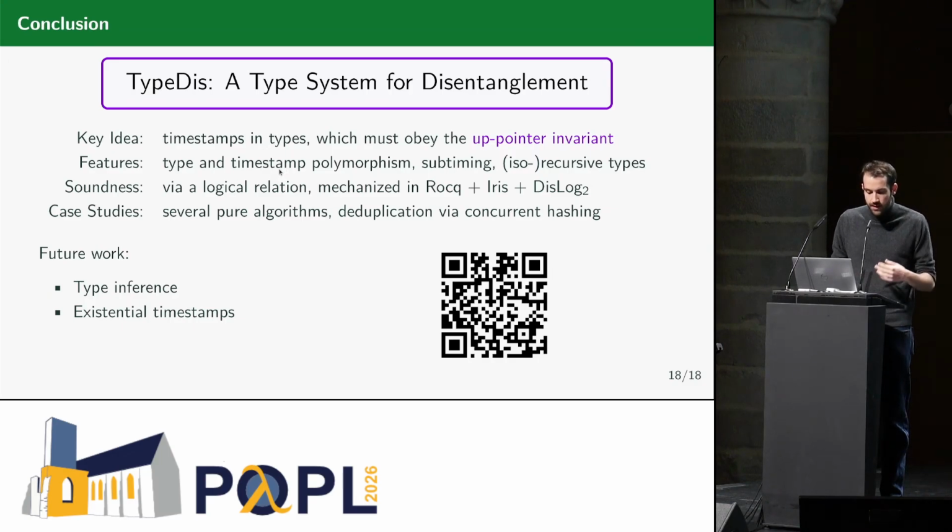And we have several case studies, for pure algorithms. And the main case study is a deduplication algorithm with concurrent hashing. As future work, we would like to do type inference, so actually to have an algorithm generating types, and also to have existential timestamps to hide a little bit all of these timestamp binders in types.